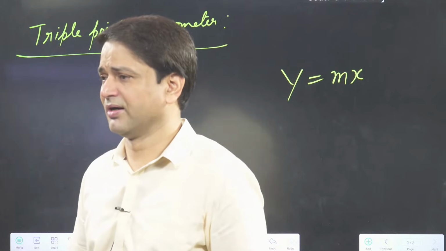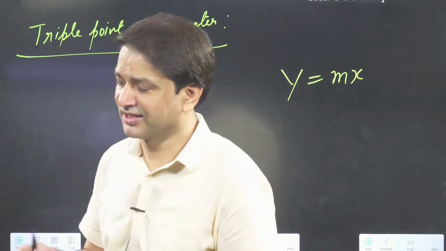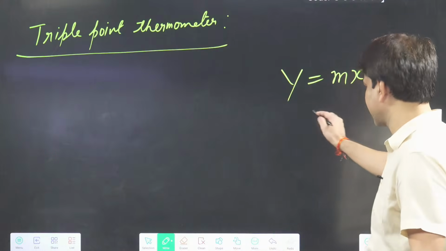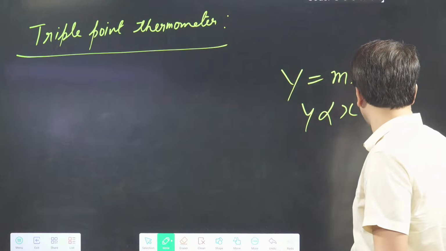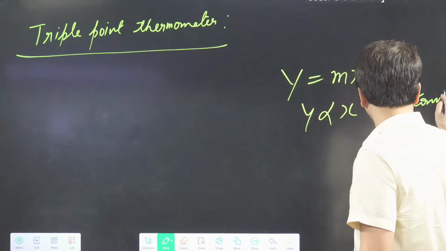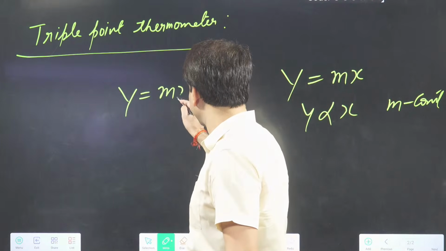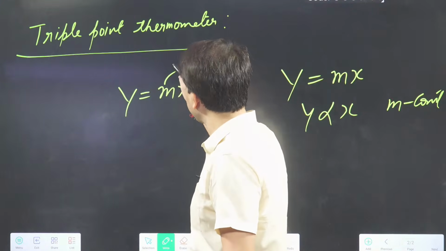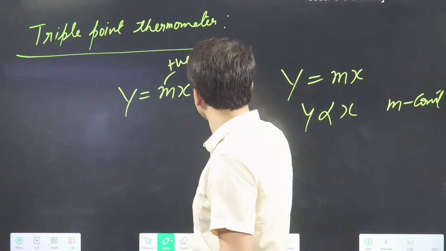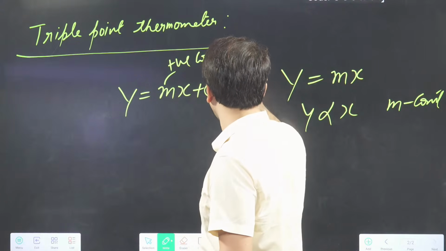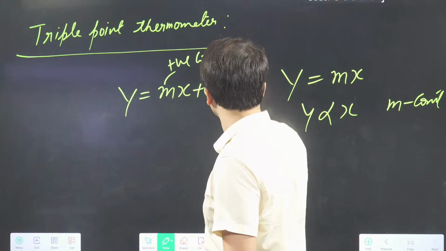Yes sir, everybody got it: if m is constant, then I can say y is directly proportional to x when m is constant. Okay. Another equation of a line I am writing: y is equal to mx plus c. Okay. m is a positive constant, c is also a positive constant, suppose we are saying constant.